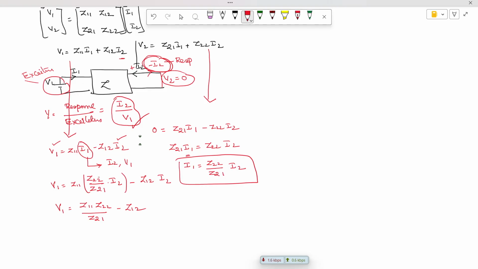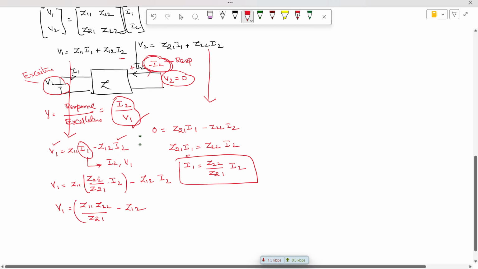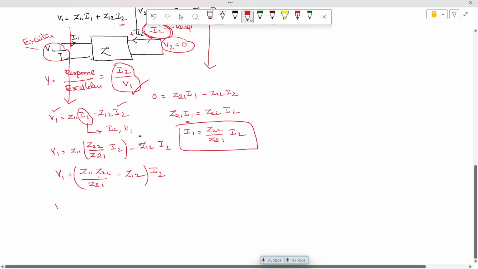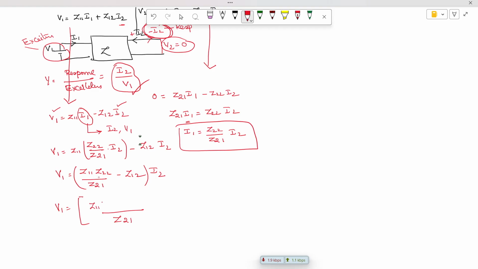When you take I2 as a common term, we require the ratio of I2 by V1. So what I'm going to do here is take the LCM. Z21 is the LCM term. This is Z11 Z22 minus Z12 and Z21, into I2, and we require the ratio of I2 by V1.